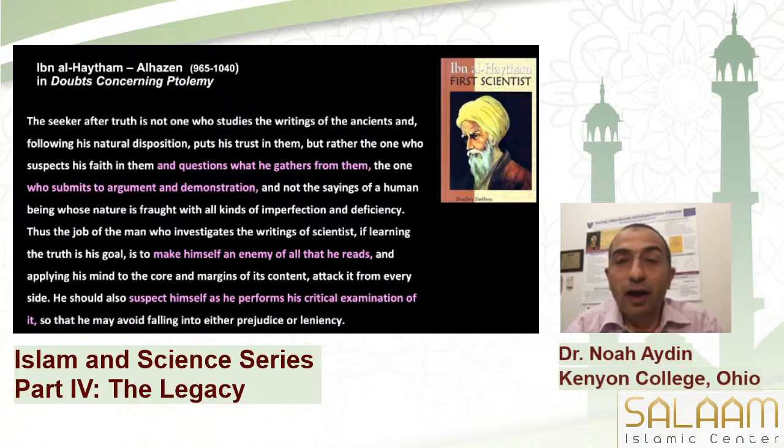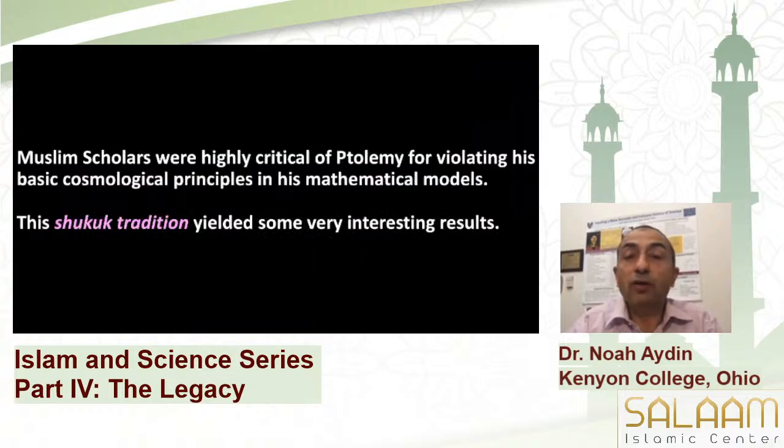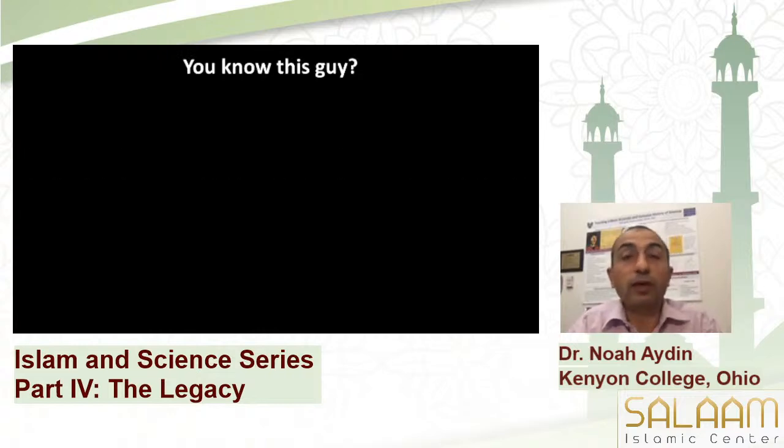from the giants of science and scholarship, in particular Greek scholars. So this was the attitude they brought to examining Greek science. This is way beyond simply blindly following and preserving them. So again, Muslim scholars, as much as they respected Ptolemy and other Greek scientists, were at the same time highly critical of them, only because they found a lot of problems and errors and mistakes in their works. So they started this tradition called the Shukuk tradition, which is about addressing the issues found in their texts. And this tradition yielded some very interesting results that we are going to look at now.